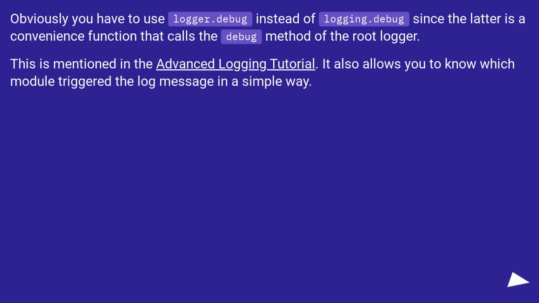Obviously you have to use logger.debug instead of logging.debug, since the latter is a convenience function that calls the debug method of the root logger. This is mentioned in the advanced logging tutorial. It also allows you to know which module triggered the log message in a simple way.